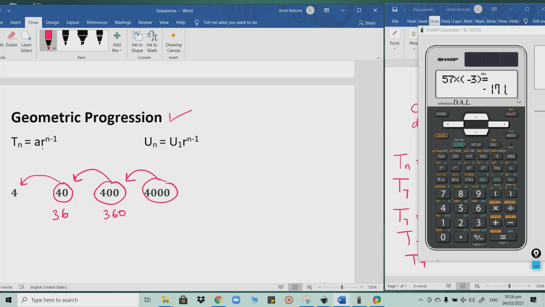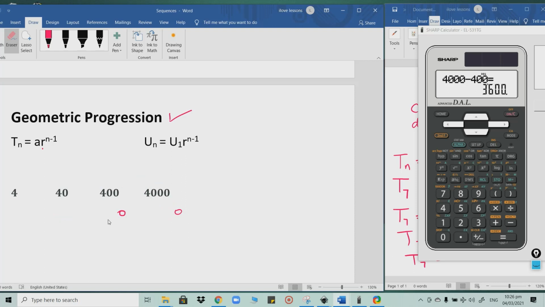I should be able to do that in my head, but I can't. 4,000 minus 400 is 3,600. Clearly, these numbers are not the same. I know 36 looks like 360, but this clearly has a 0 here, and this one has 2 extra zeros. So this cannot be an arithmetic progression. If it was an arithmetic progression, we would get 36 all of the time, exactly 36, not 360, not 3,600. So we need to find a next pattern.